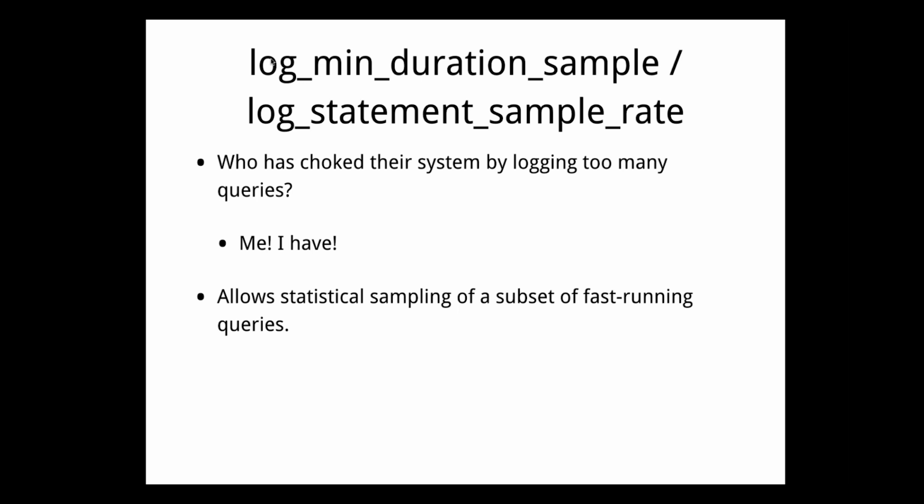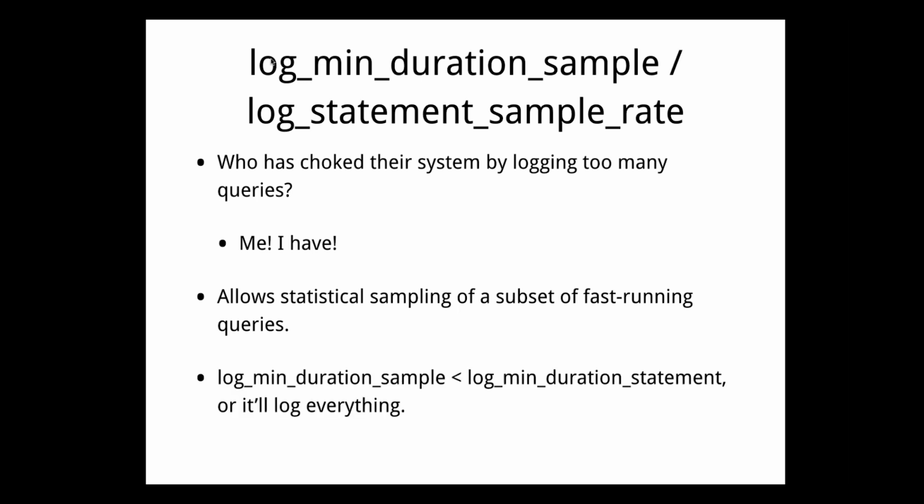What you do is you set min duration sample to a time value like 10 milliseconds, and log statement sample rate to a number between 0 and 1, like 0.5, or let's be really aggressive and say 0.01. And that means it will try to sample 1/100th of the queries longer than that amount of time. So for example, you could set it to 0 and say anything over that time, give me 1/100th of those.